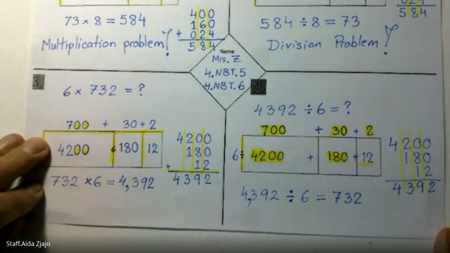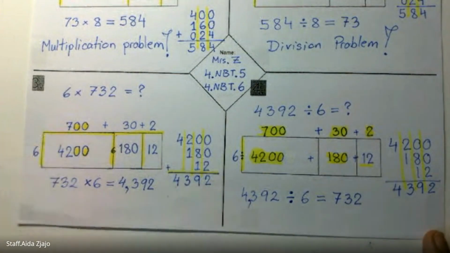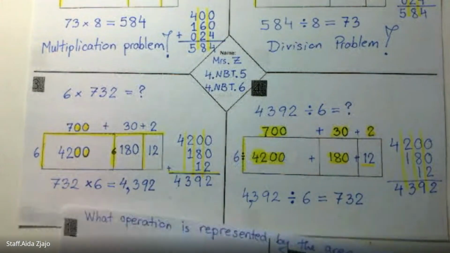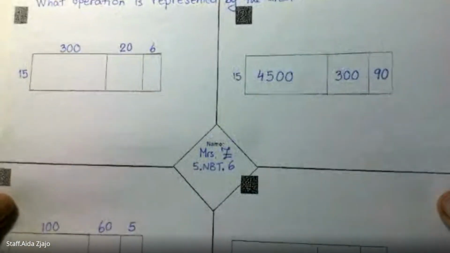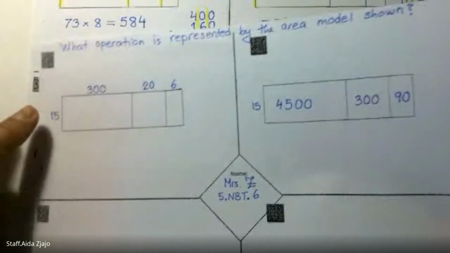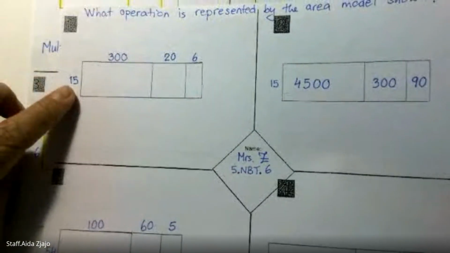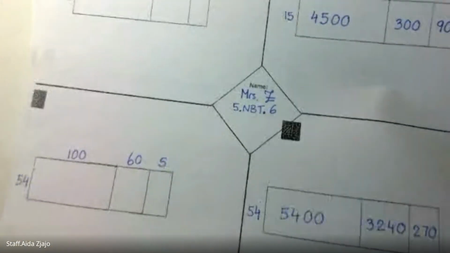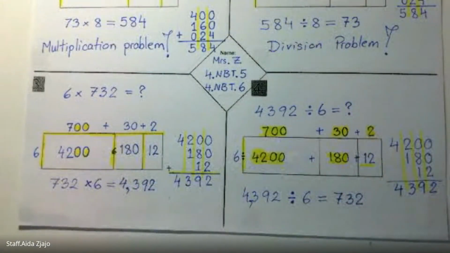Actually, we'll leave this. For the next lesson, I prepared a fifth grade problem, which will be something like that, where your divisor is a two-digit number. So we will leave that for the next lesson.